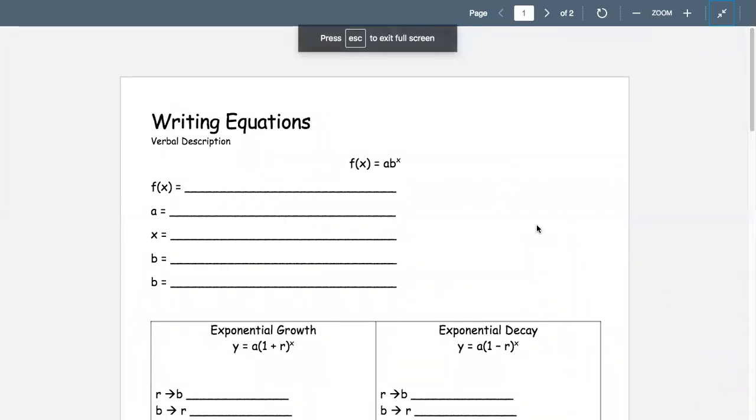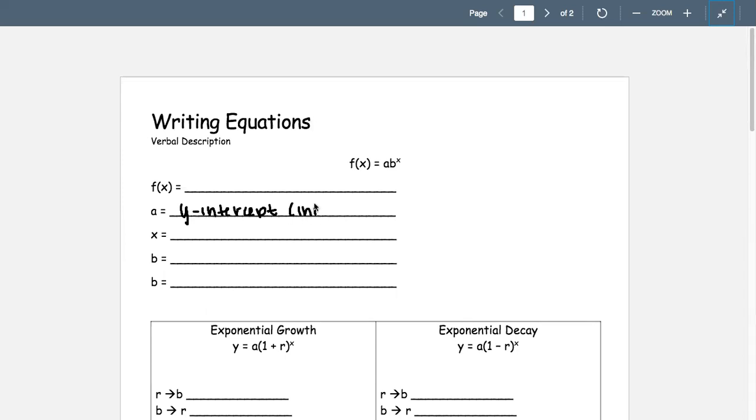All right. Let's do a very, very quick review. So what does A represent? The Y-intercept. Or if it was in the context of a word problem, this is how much I start with, or my initial amount. So the Y-intercept or initial amount.